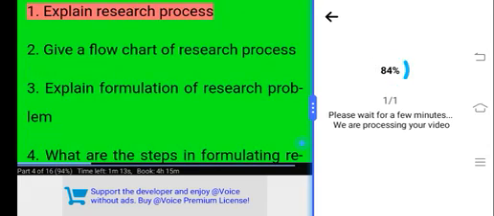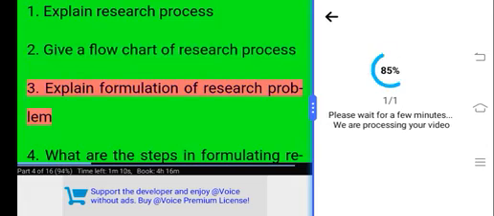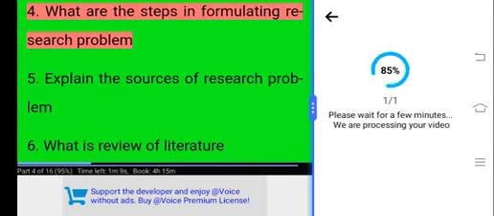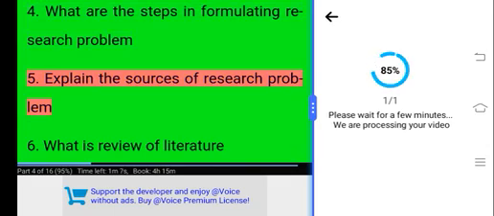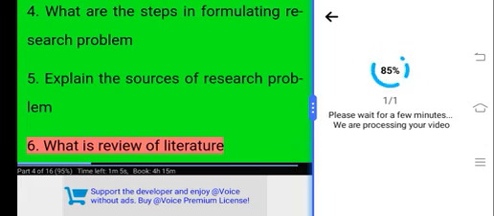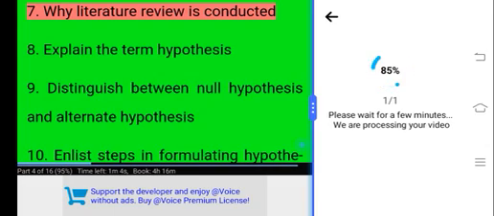Review questions. 1. Explain research process. 2. Give a flowchart of research process. 3. Explain formulation of research problem. 4. What are the steps in formulating research problem? 5. Explain the sources of research problem. 6. What is review of literature? 7. Why is literature review conducted?